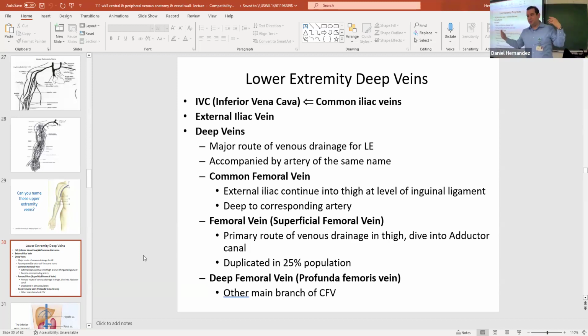Deep veins for upper extremities. You have internal jugular vein, the subclavian veins, axillary veins, brachial veins, going into your lateral side, radial veins, and ulnar veins. So jugular, subclavian, axillary, brachial, radial, ulnar.